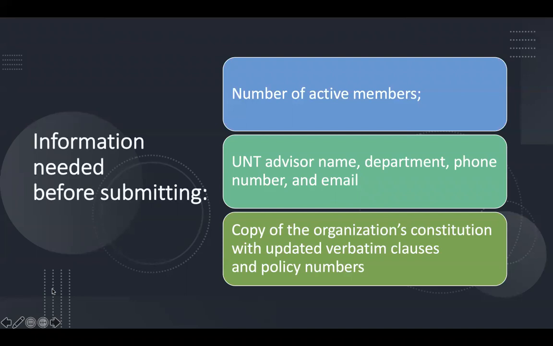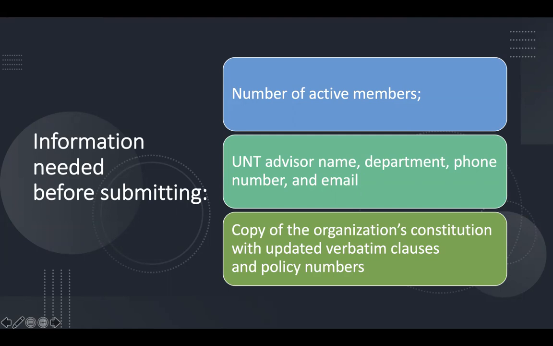So information that we need before submitting, like I mentioned, you do need a number of active members. So those 8 members, you will be required to upload those to the form. You also need a UNT advisor, which includes their name, department, phone number if they have one, and email. This will be another section in that approval form that you'll need to complete. And then a copy of the organization's constitution with the updated verbatim clauses and policy numbers.